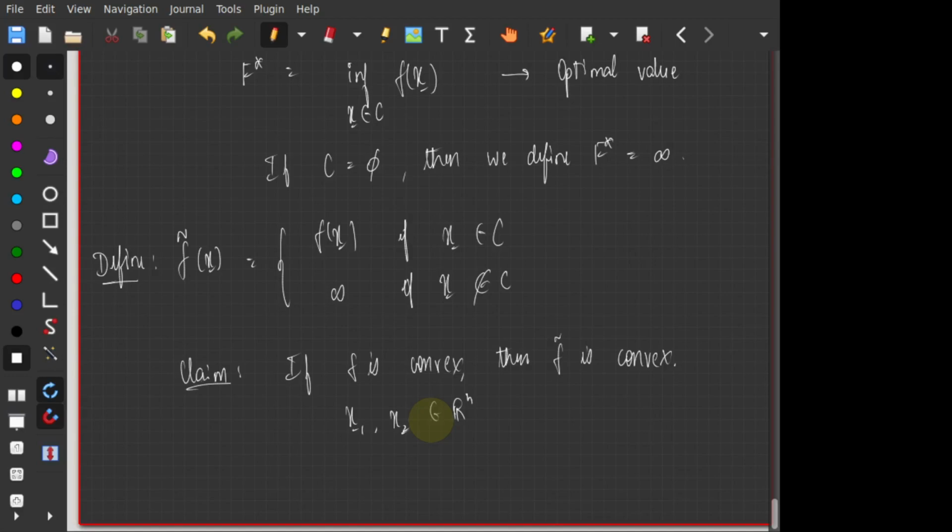So that's okay. So does this require the constraint functions to be convex as well, or they need not be convex? Okay, yes, the constraints. So C should be a convex set. So if f is convex and C is convex, then f tilde is convex.